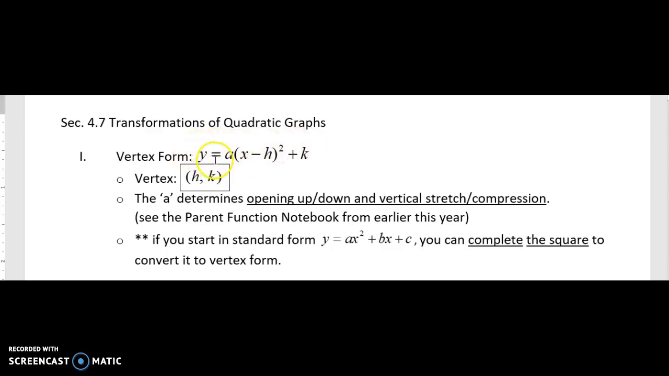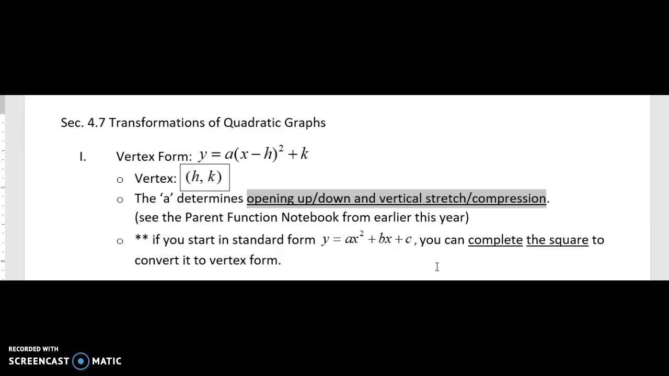So we have y equals a times x minus h squared plus k. So recall that your vertex is h comma k, so the h value is moving the graph left and right. The k value is moving it up and down. And then, of course, our a determines whether it opens up or down, and also whether there is a vertical stretch or a vertical compression. And again, if you forget any of that, go to the parent function notebook from earlier in the year, and that will refresh anything you forgot, hopefully.